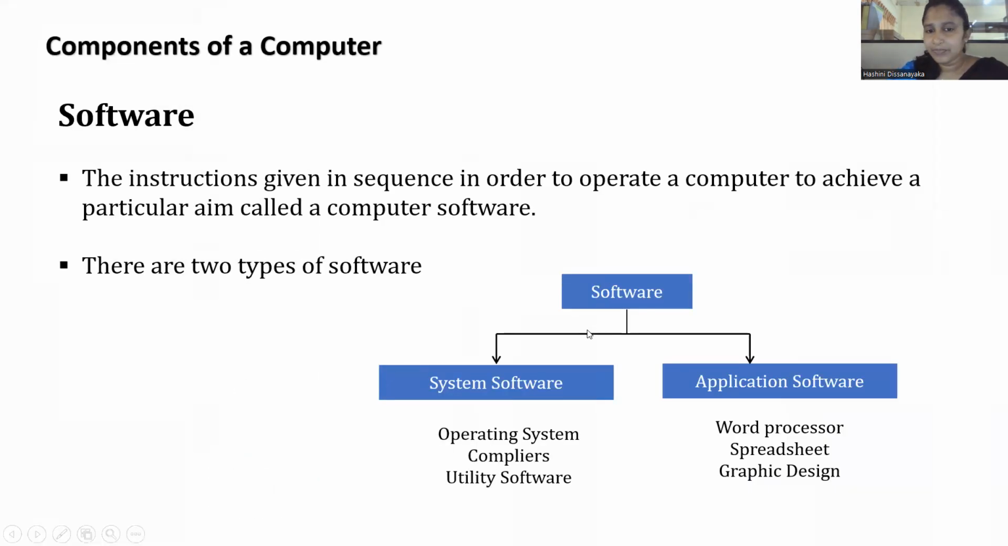These are the software, right? We can divide software into two parts, system software and application software, right? So system software means paddati mudukanga, application software means yedu mudukanga, right? Under the system software we can get operating systems, compilers, utility software. Under the application software we can get word processors, spreadsheets, and graphics software. Likewise, so many application softwares are available that we use daily, right?